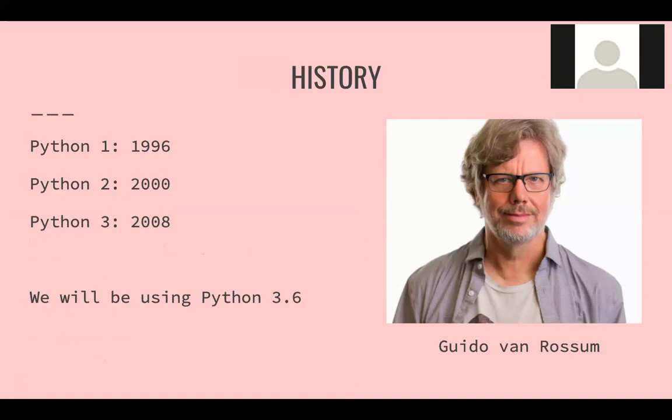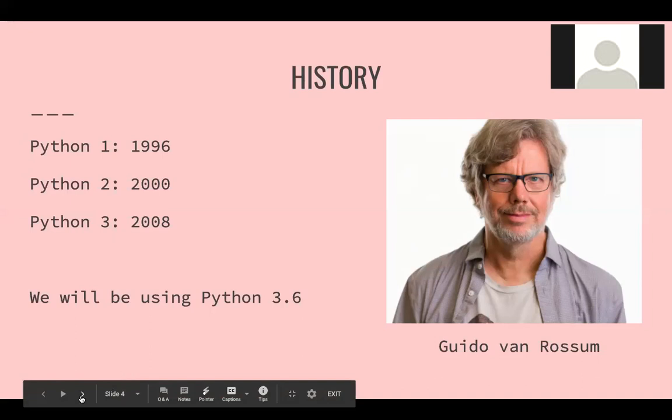So a quick history of Python that is going to be more relevant to what we're doing today. Python was developed in 1996 by Guido van Rossum, and he had been the benevolent dictator for life of Python until he stepped down in 2018. There are three major iterations of Python: Python 1, 2, and 3. Pretty much everyone uses Python 3 nowadays, so that's mostly what we're going to be focusing on. Our workshop today is going to be using a version of Python 3.6.